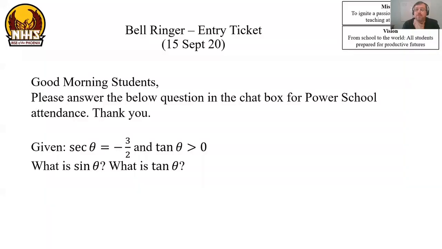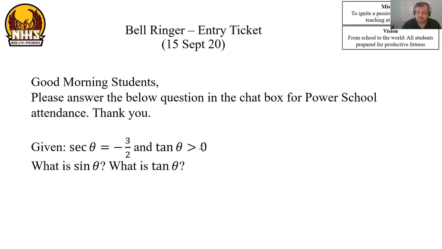Annotate it too so you can see it as we work through it. So let's take a look at what we have here. We're given the secant of theta is equal to -3/2, and that tan of theta is greater than 0.